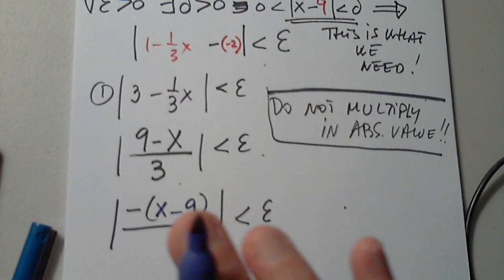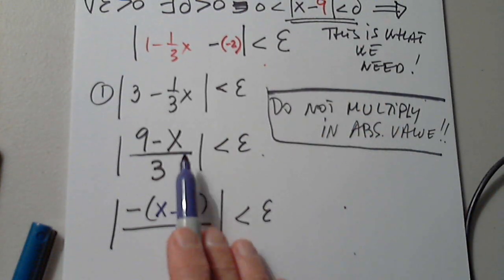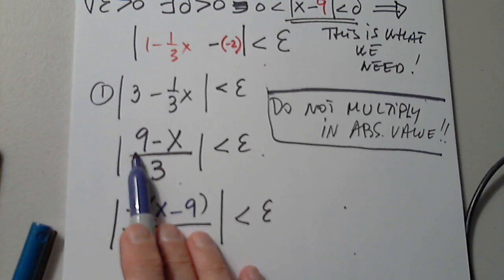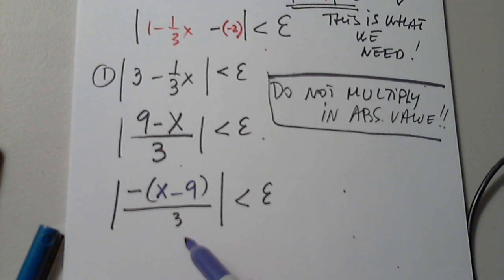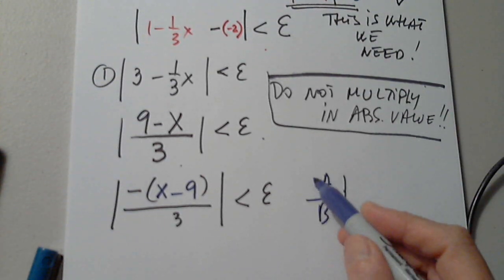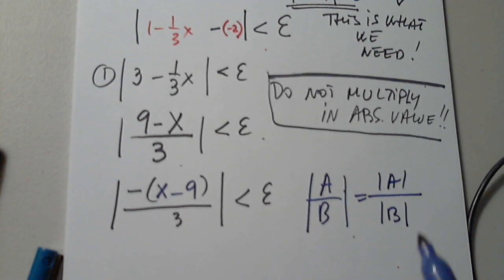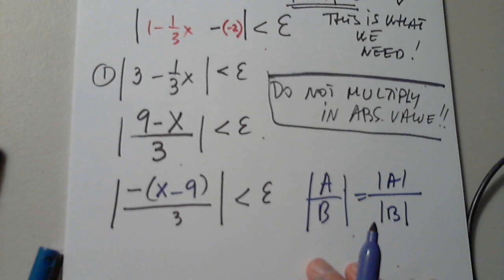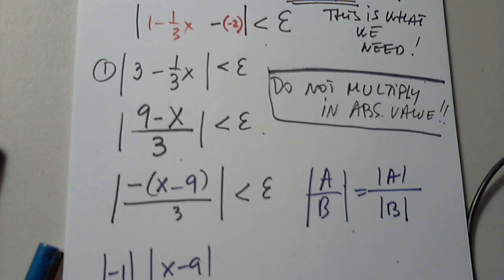You're right. Negative 9 plus x is fine, but I want to present it in the correct order. Negative 1 times x is negative x. Negative 1 times negative 9 is positive 9. Now we have negative 1 times this, over 3. We also have the absolute value of a over b equals the absolute value of a over the absolute value of b. I have to use these properties that we just mentioned. The absolute value of negative 1 times the absolute value of x minus 9, over the absolute value of 3, less than epsilon.